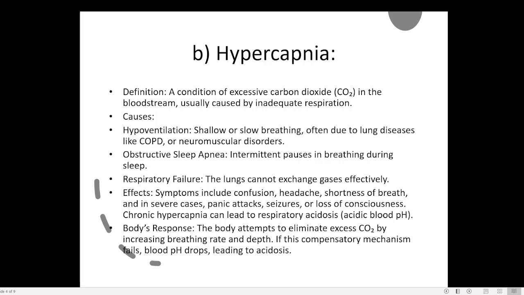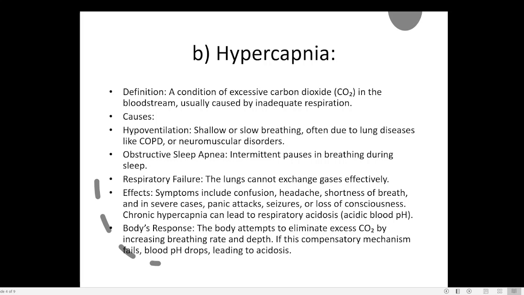So the problem in hypercapnia is actually normally hypoventilation, a low breathing rate. To overcome that, the body's response is to try to increase the rate of breathing so that more air is pumped out of your body. So that is the response of the body during an increased amount of carbon dioxide in your blood.